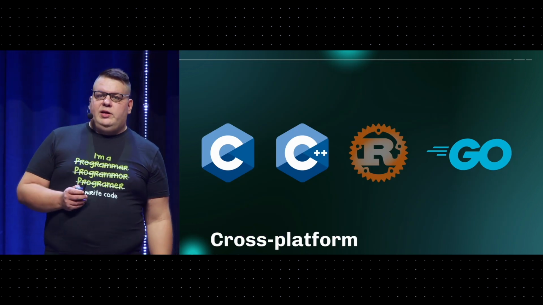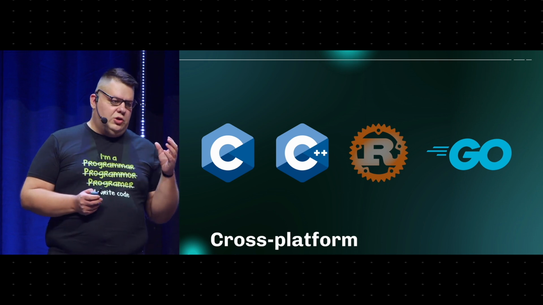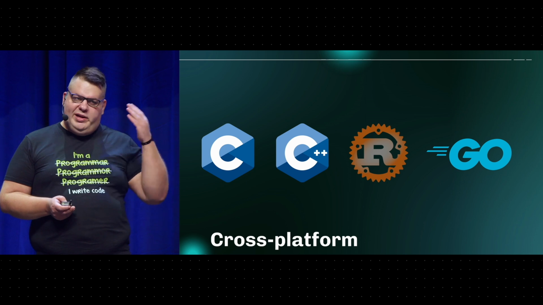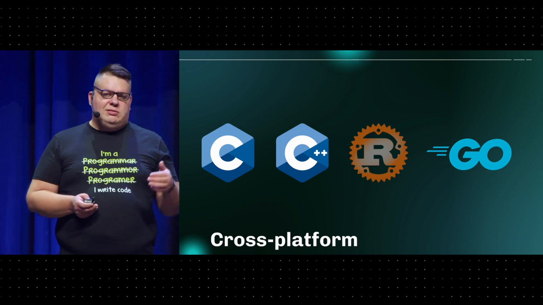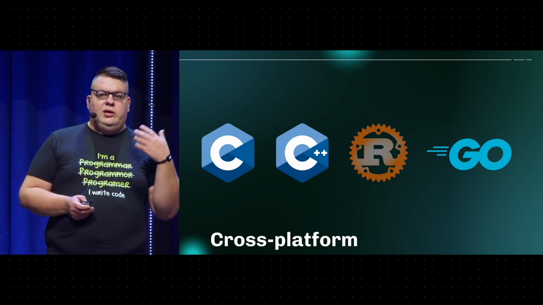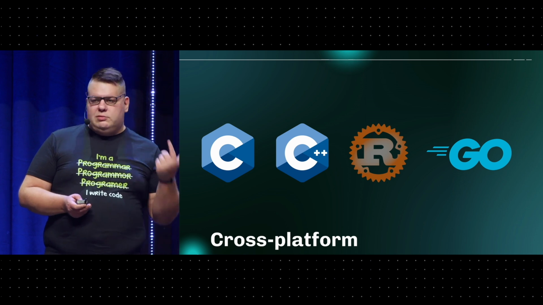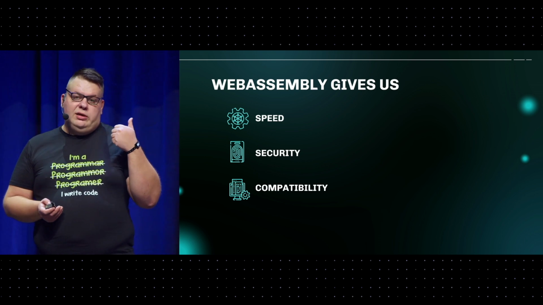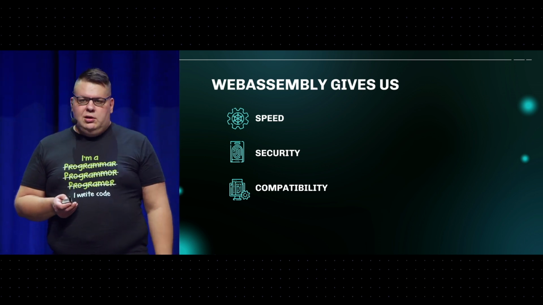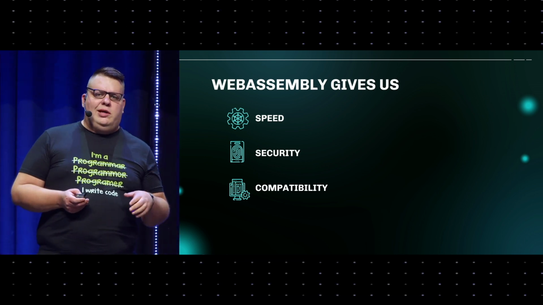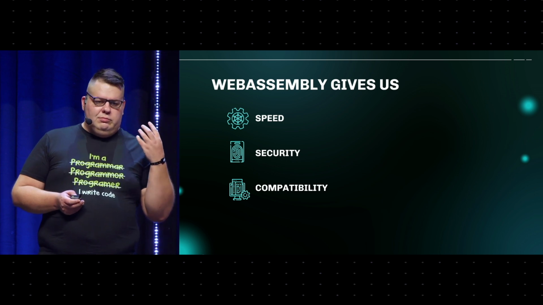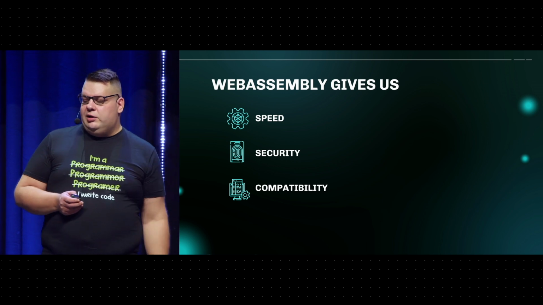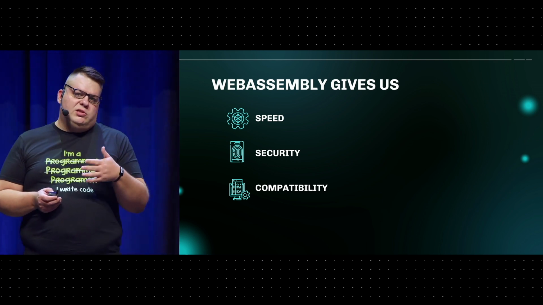One more important thing, it is cross-platform. You can write your code in languages like C, C++, Rust, Go, and many more, then compile it to WebAssembly, and it will work in the browser, on the web. That's also pretty cool. So to sum it up, what does WebAssembly give us? It is speed, near-native performance, like your desktop applications usually have. It is security, and it's compatibility, meaning you can write in multiple languages.